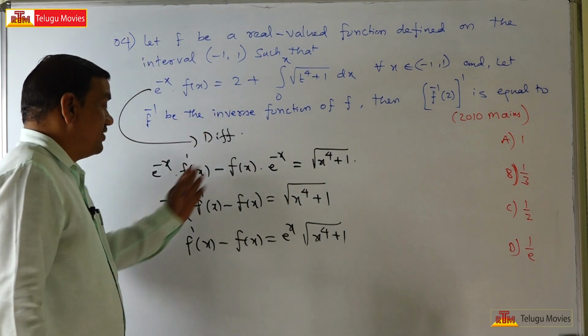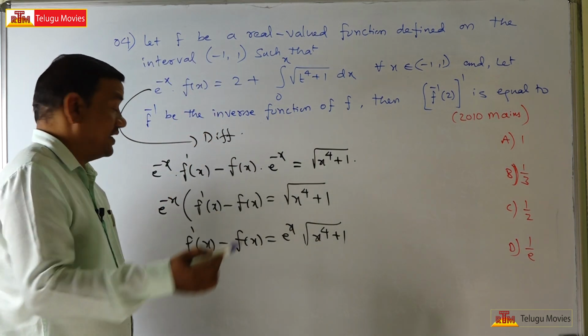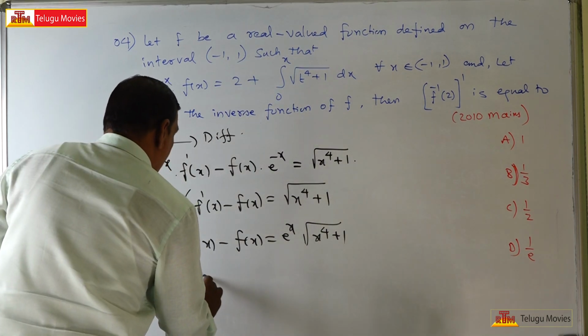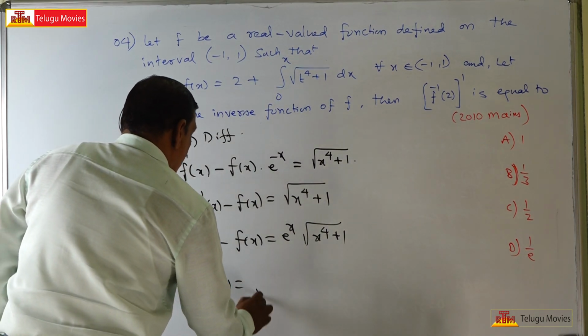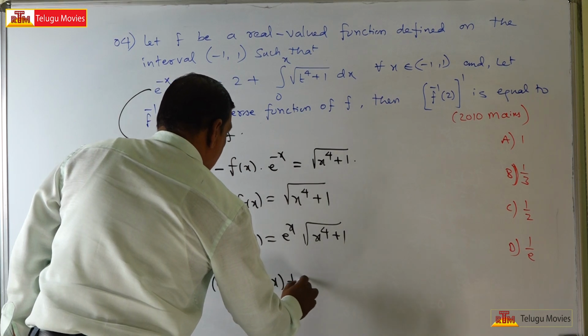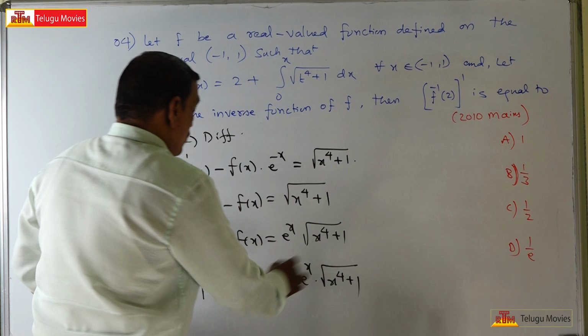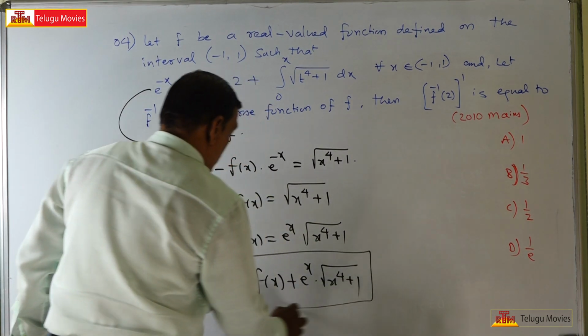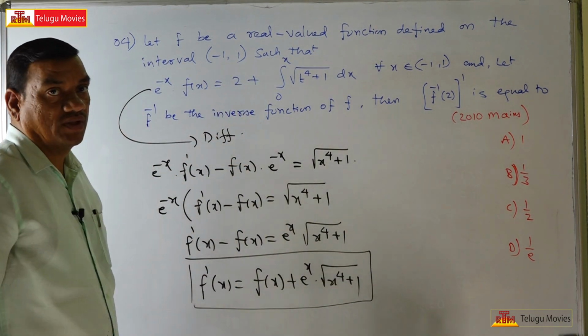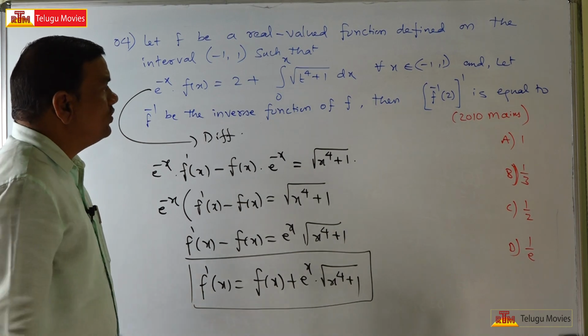Okay now, that means I have taken e power minus x to the right hand side. So from this, f dash of x is equal to f of x plus e power x times root of x power 4 plus 1. Right. We got one function, f dash of x, here. Clear. Now coming to the second data.